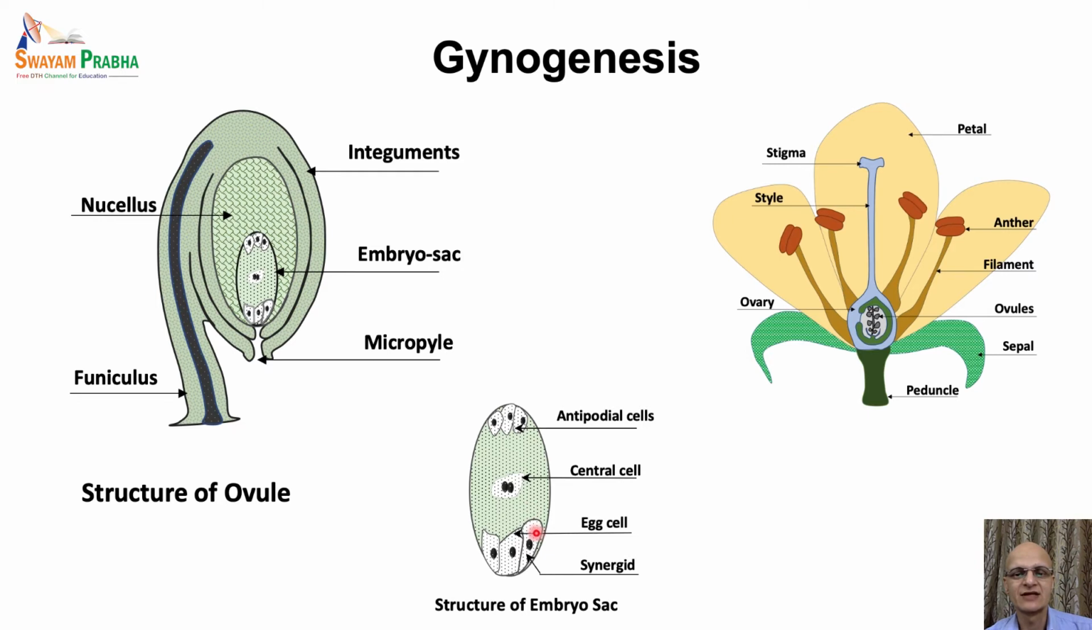sac. One of these nuclei fuses with the egg cell and forms the zygote that ultimately develops to form an embryo, whereas the second nucleus fuses with the central cell nucleus, which is already 2n, and the fusion of the 1n male nucleus makes it 3n or triploid, which develops into an endosperm.